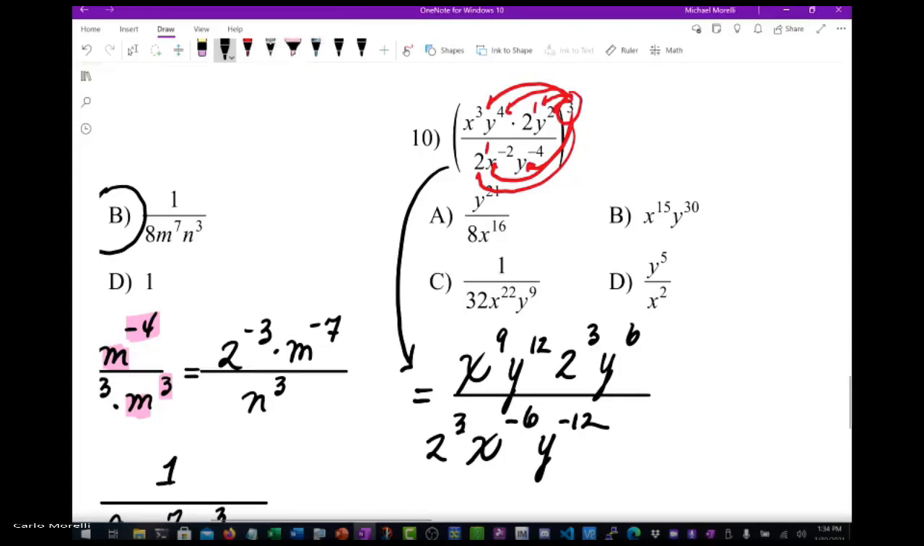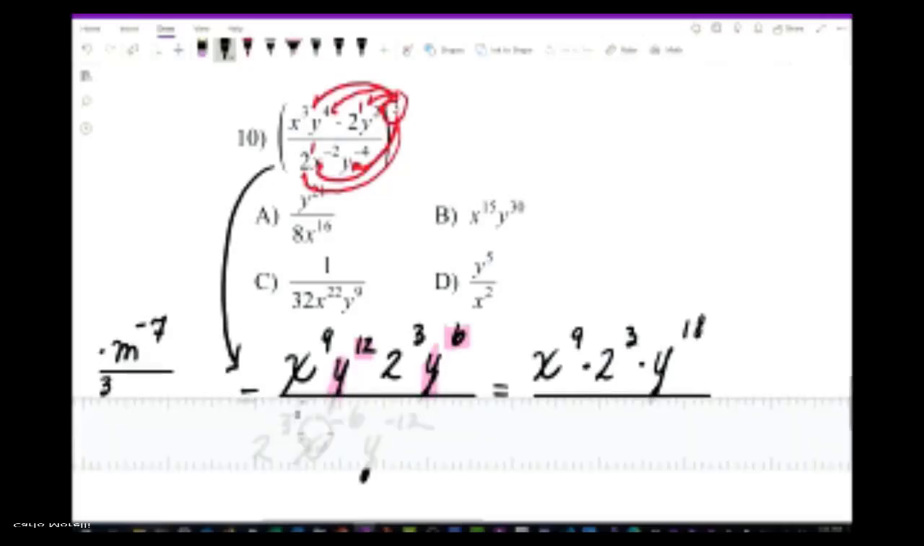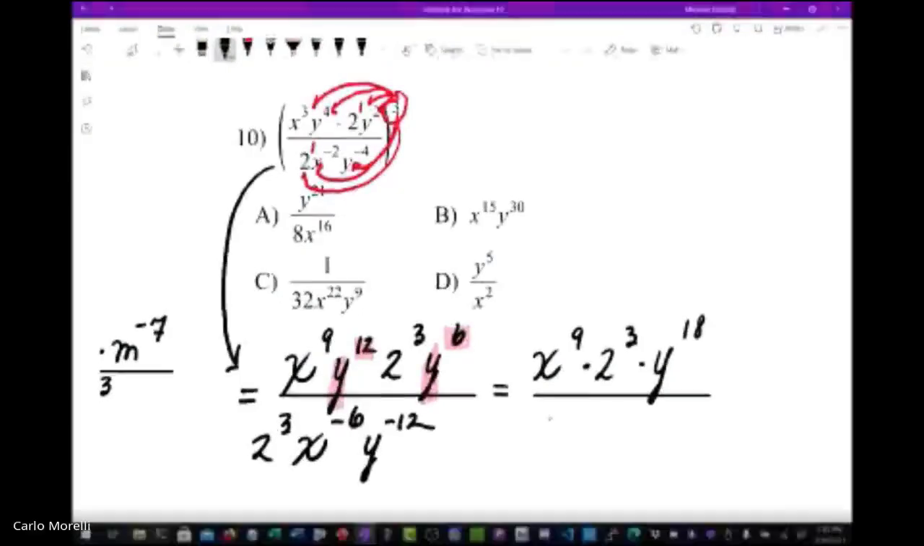Okay, so the next step would be look at the top. You've got bases that are the same, so you add the exponents. So we'll just do that one step here. So I'm going to rewrite x to the 9th, I'm not touching that. And I'm going to go ahead and rewrite 2 to the 3rd because I'm not touching that. But I'm going to write y to the power of 12 plus 6, which is y to the 18th power. All over 2 to the 3rd, x to the negative 6, y to the negative 12.